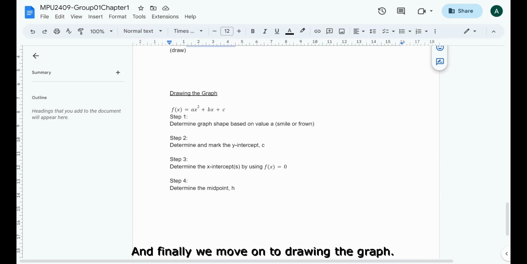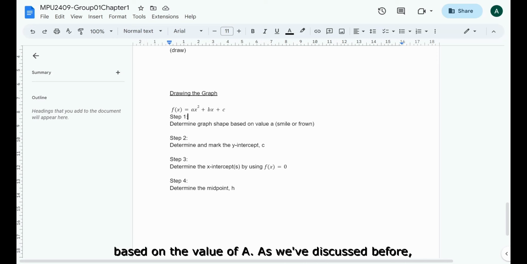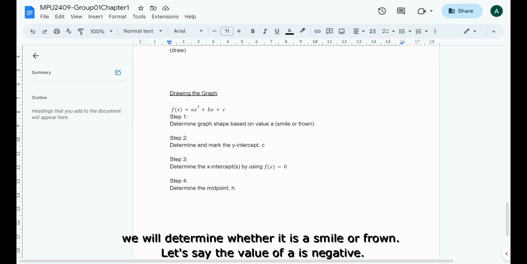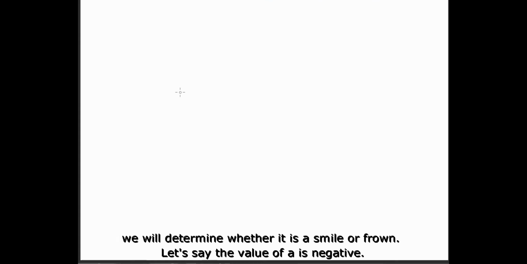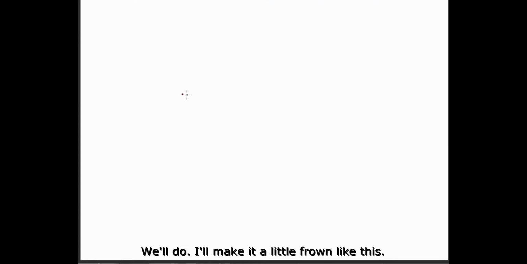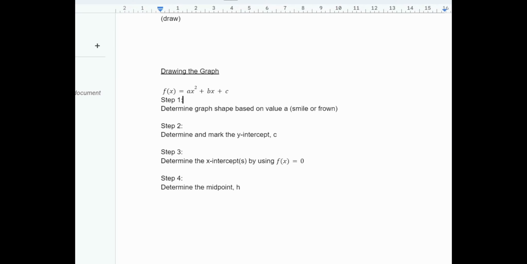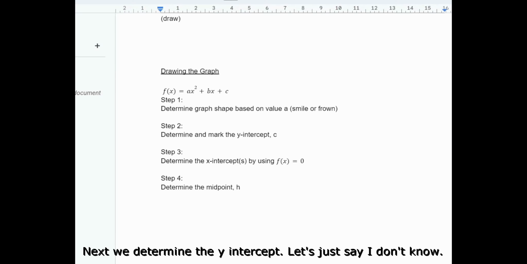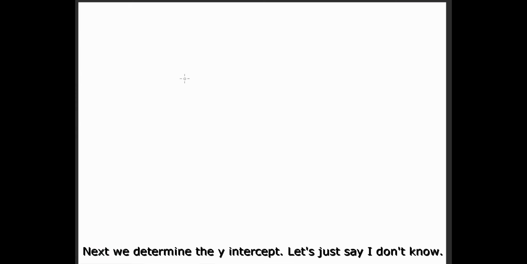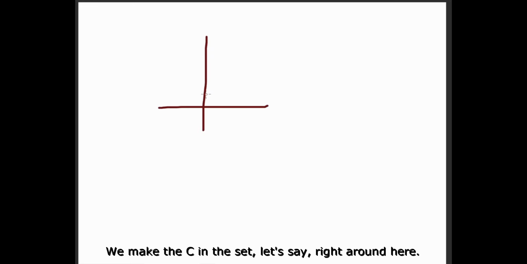And finally, you move on to drawing the graph. So to draw the graph, we take the function, and the first step would be to determine the graph shape. Based on the value of a, as we've discussed before, we will determine whether it is a smile or frown. Let's say the value of a is negative. We'll make it a little frown like this. Next, we determine the y-intercept c. Let's say right around here.